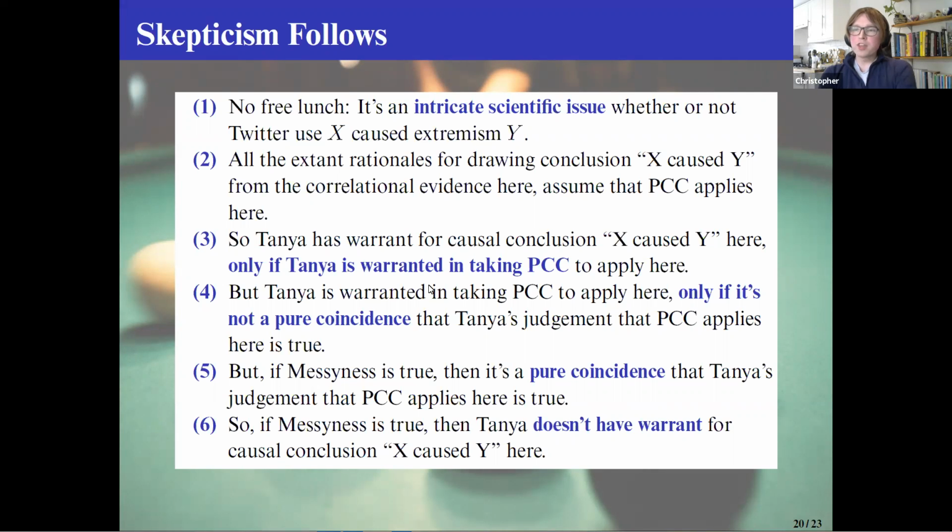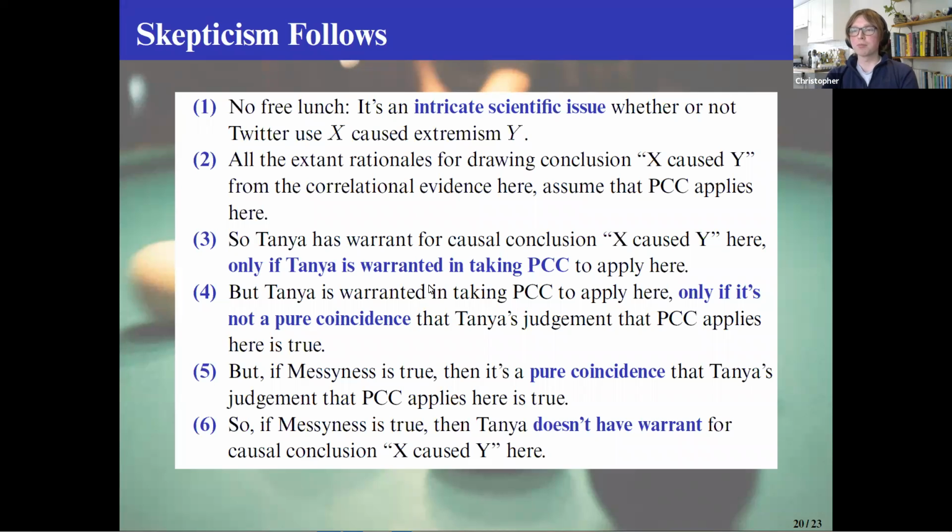But all the existing rationales in medicine and the quantitative social sciences for drawing conclusions like "Twitter use causes extremism" from correlational evidence, such as we get in that experiment, assume that the principle of common cause applies to the case in question. If you are taking the potential outcomes approach, very common in medicine or experimental sciences, you're going to assume something like the principle of the common cause. If you instead are using structural equation models with error terms and applying, say, instrumental variables analysis to those, you're going to have to assume something like the principle of common cause holds.